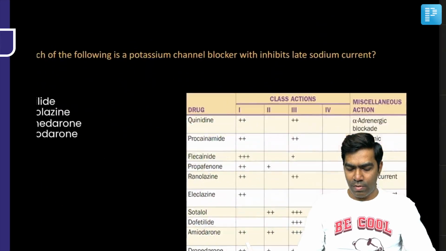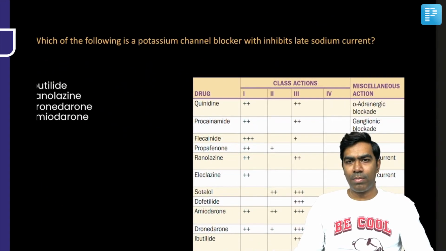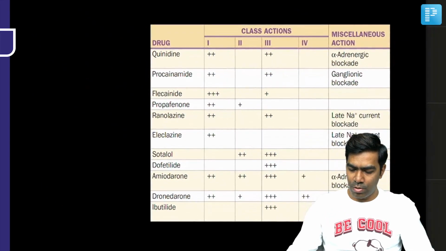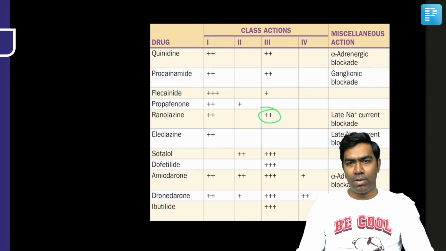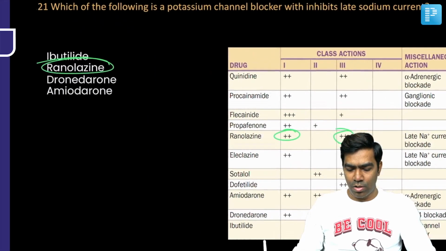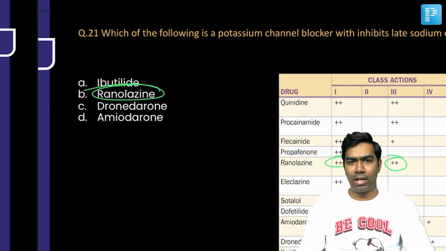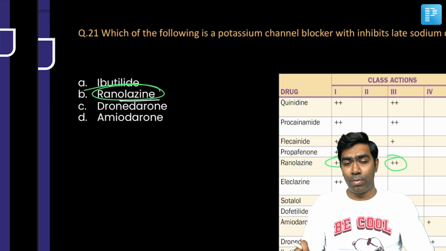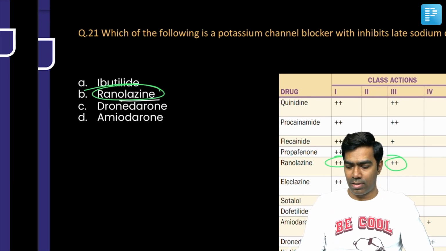Coming to question number 21, which of the following is a potassium channel blocker that inhibits late sodium current? If this is the exact question, then my choice will be ranolazine, because that's the drug that's going to produce potassium channel blockade. Along with that, you're going to inhibit the late inward sodium current, otherwise called INa current. And that is the reason why ranolazine can be associated with a slight bit of QT prolongation also, even though that doesn't translate into any risk of arrhythmia like Torsades.